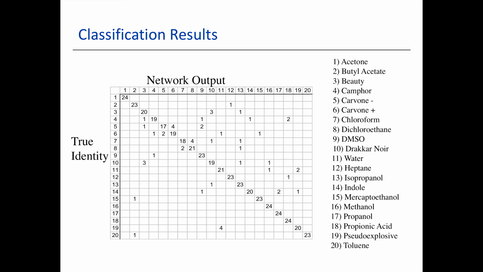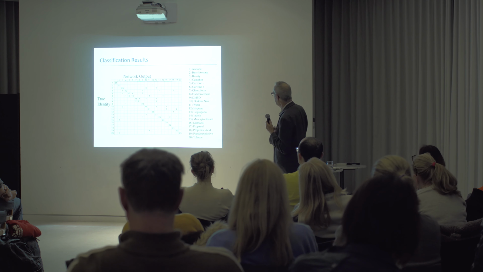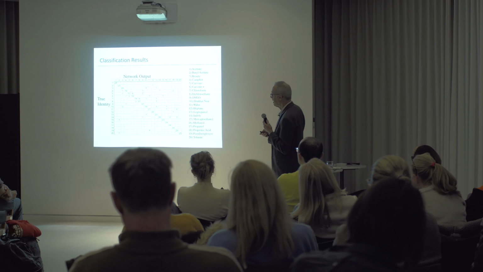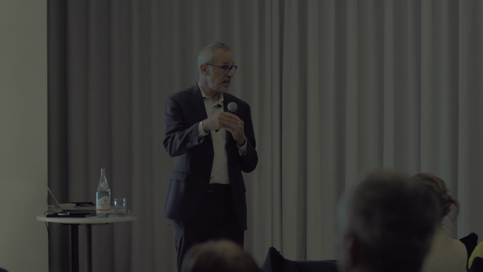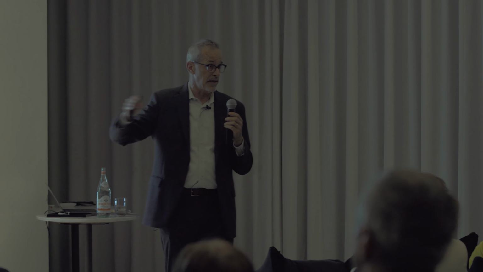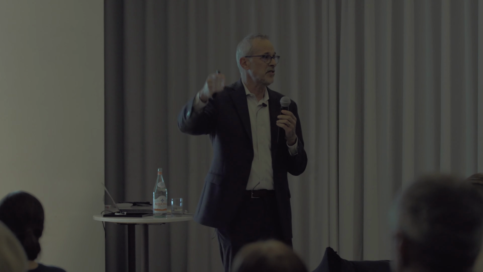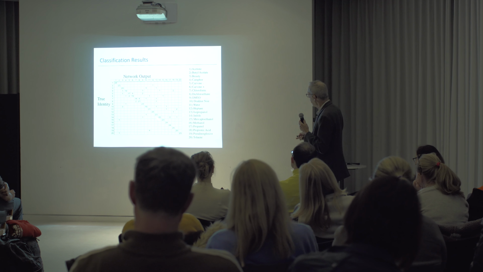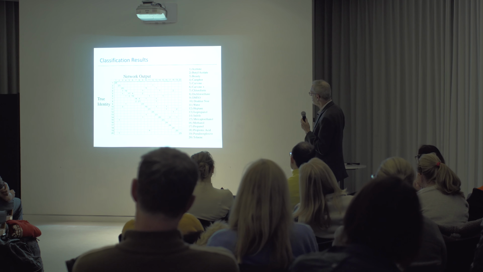This is the true identity of these 20 different compounds, vapors that we exposed it to. And this is what the computer tells us it thinks these things are. So acetone, very simple organic molecule. The computer gets it right 24 out of 24 times. And these were presented in random order, by the way. They weren't just 24 presentations of this and 24 presentations of that. Anything on the diagonal is correct, but anything off diagonal means it made a mistake.